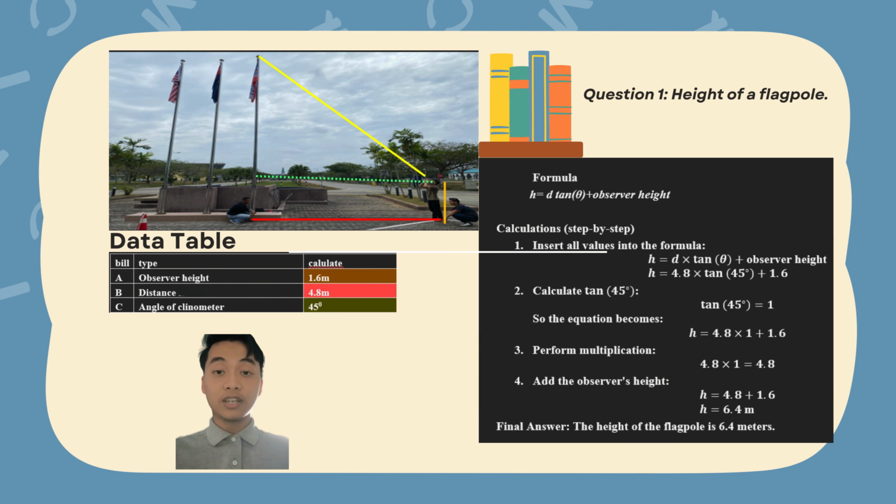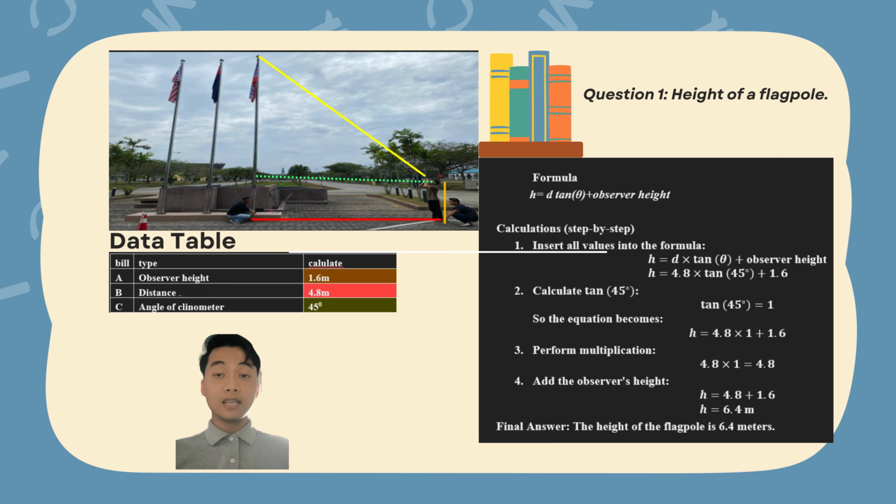Assalamualaikum, my name is Putra Danish bin Muhammad Salim, and today I will be answering question number 1, which is how to find the height of a flagpole. Based on our data table, we managed to get 3 values. First is 1.6 meter, which is the observer height. The second one is the distance from the flagpole to the observer, which is 4.8 meter. And the third one is the clinometer angle, which is 45 degrees.